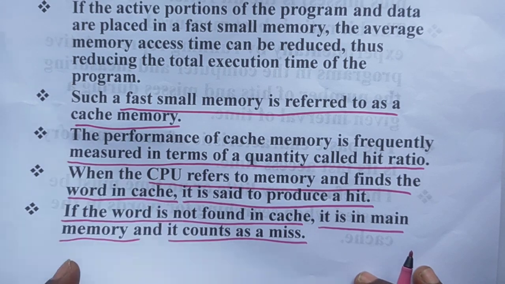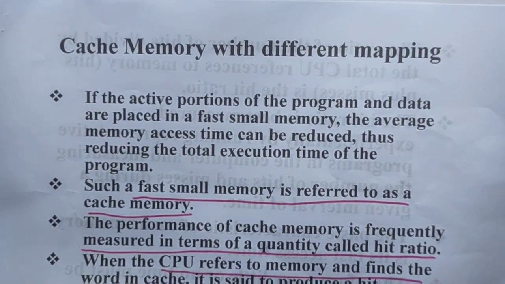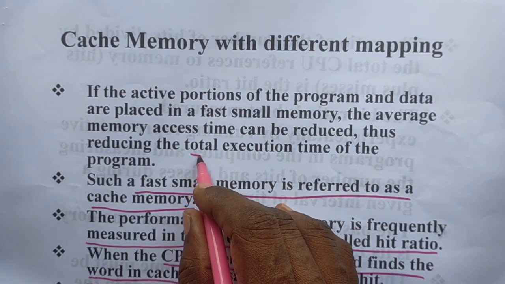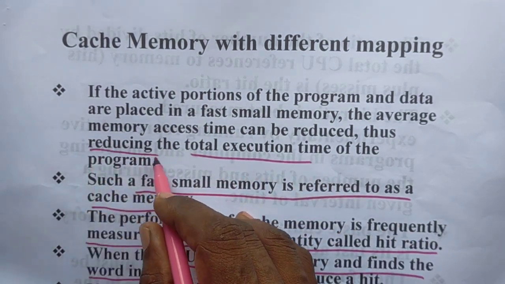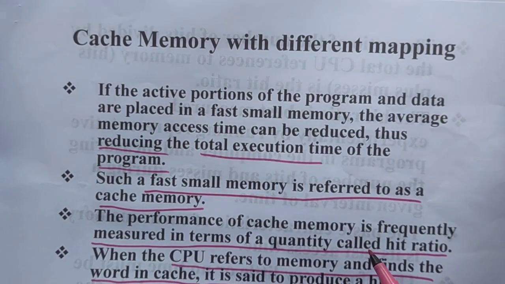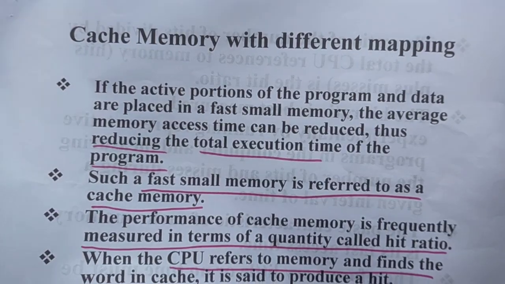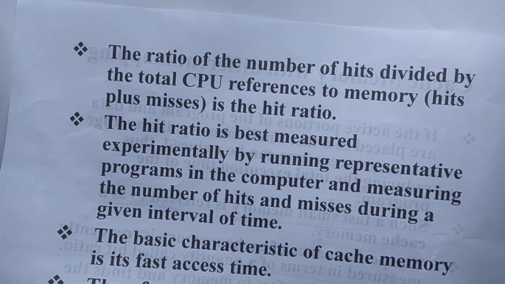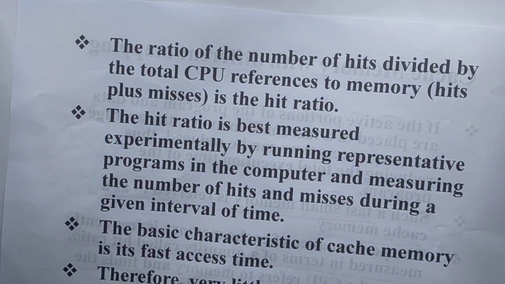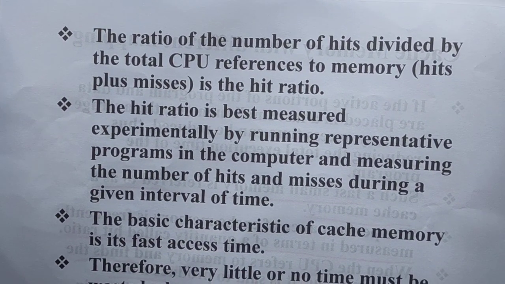Okay. If it is accessed in cache, obviously the execution time will be reduced. So it reduces the execution time for the program. Okay. So this is the basic concept of cache memory whenever we search for any data in cache memory. And another is the ratio of the number of, so how do we define the hit ratio.